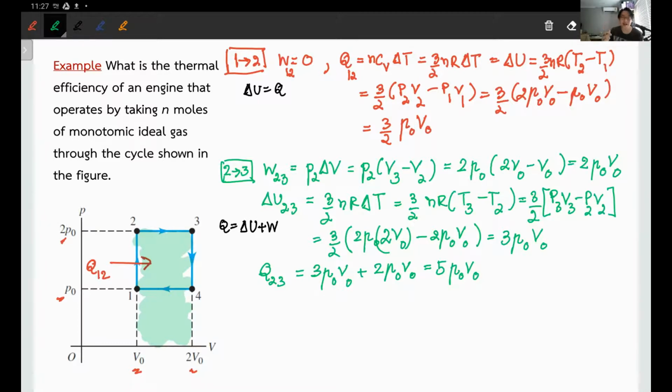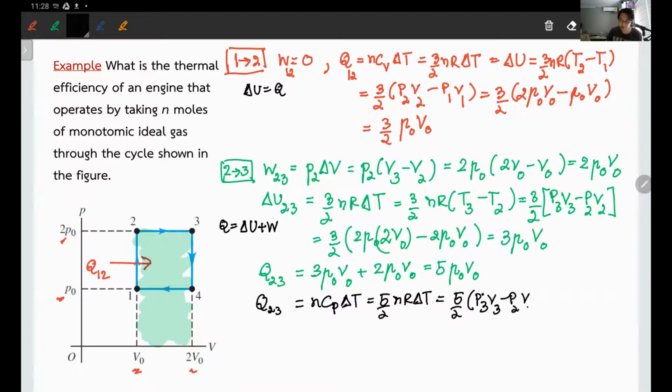Cool. Okay, and for those of you that are AP, you can actually do n C sub P delta T as well. Let me do this. Heat flow from 2 to 3 will be n C sub P delta T because it's a constant pressure process. And it's going to be 5 half n R delta T, correct? And of course, nRT is equal to PV. So it's going to be P3V3 minus P2V2. Very good. And P3V3 minus P2V2 we already have the value of here. So it's going to be 5 over 2 times 2 P naught V naught.